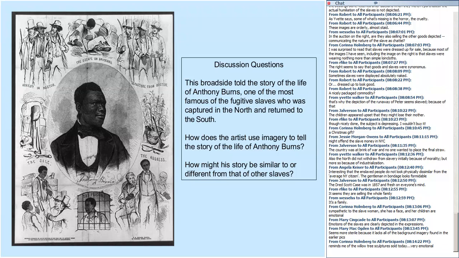How does this image tell the story of the life of Anthony Burns? What are the major themes that it depicts? Okay. How does it tell his life?